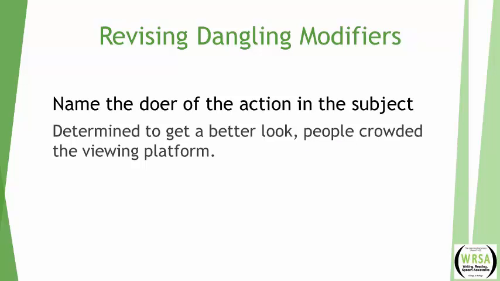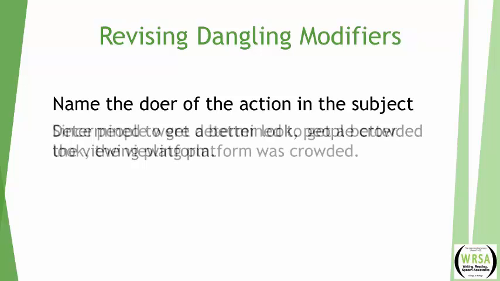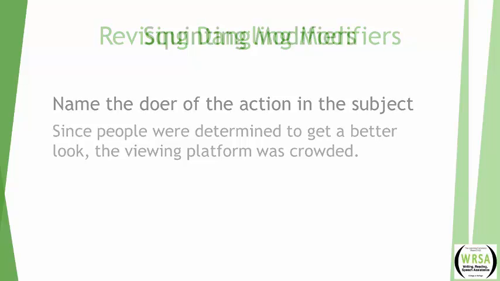Or you can name the doer of the action in that modifying phrase, just changing the words around a little bit. So since people were determined to get a better look, the viewing platform was crowded. In both circumstances, as long as I have identified who was determined to get a better look, I have fixed my modifying issue. The last type of modifying issue we have are what are called squinting modifiers.